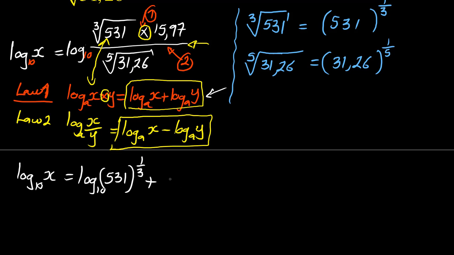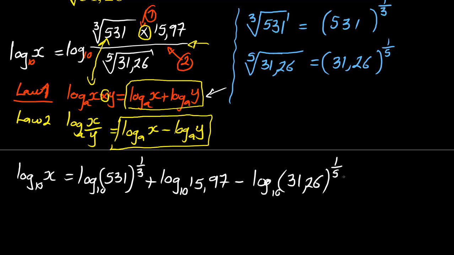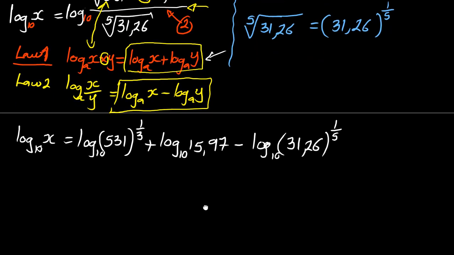So it will be plus, according to the law, log base 10 of 15.97. And then remember the division sign became minus, which is log in base 10 of what? 31.26, everything to the power of 1/5. So basically this is what is happening whenever you are dealing with the logarithms.